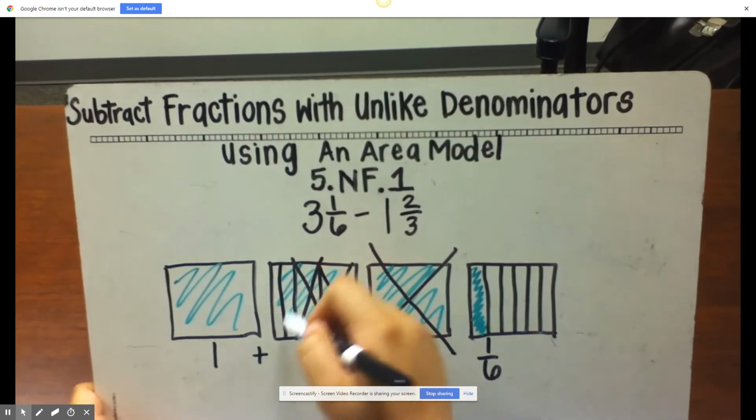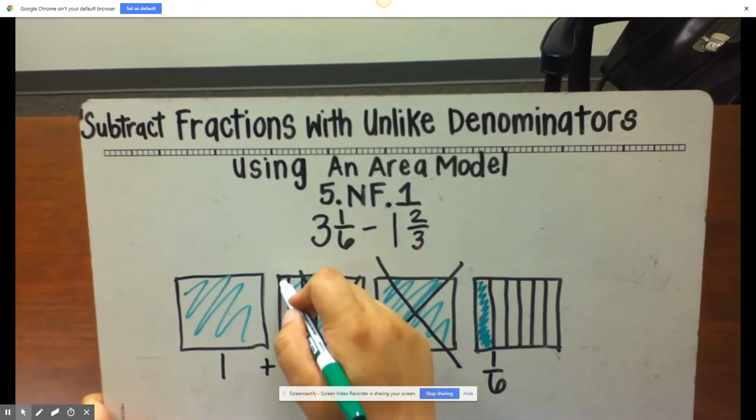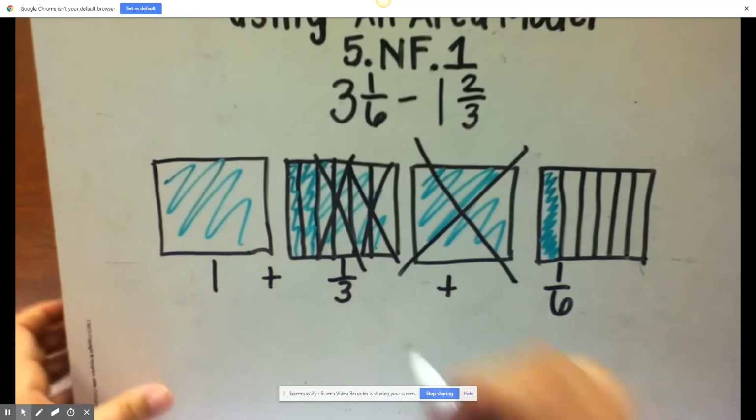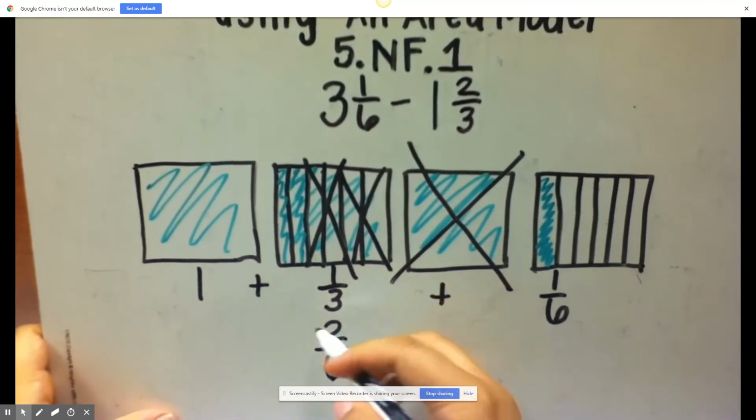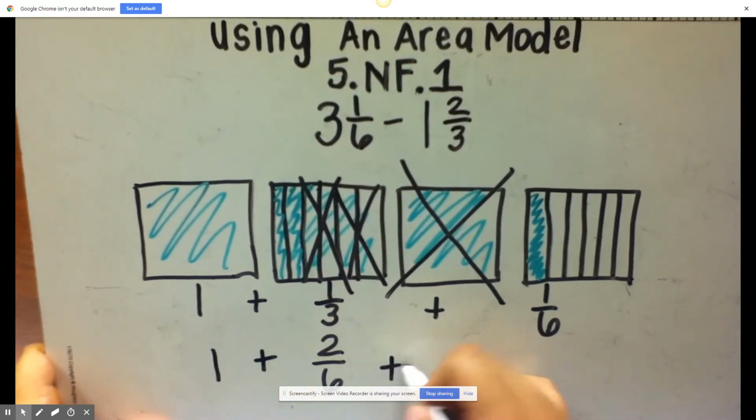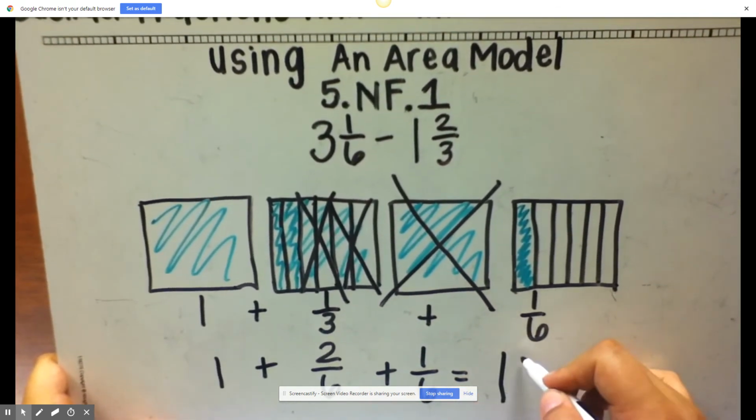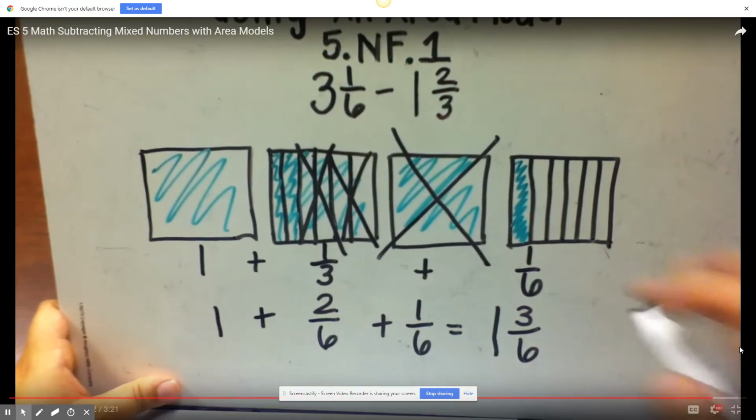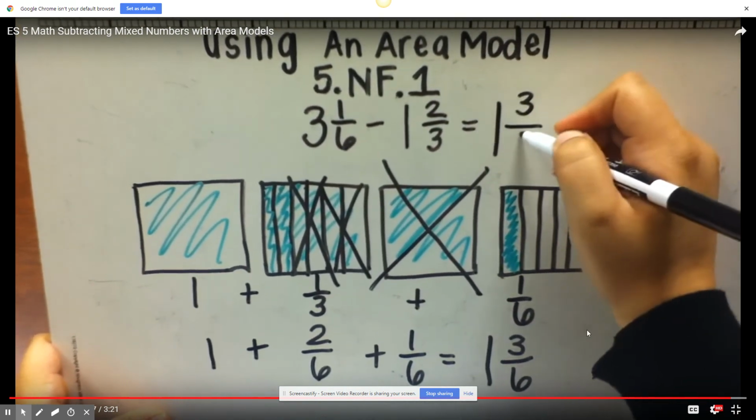So if I just show that here, just to make it clear that we had all of this shaded in here. I can see that that 1/3 that was left is equivalent to 2/6. And so now I can see that I have 1 plus 2/6 plus another 1/6. I can see that what I have left then is 1 3/6. So that would mean that 3 1/6 minus 1 2/3 is equal to 1 3/6.